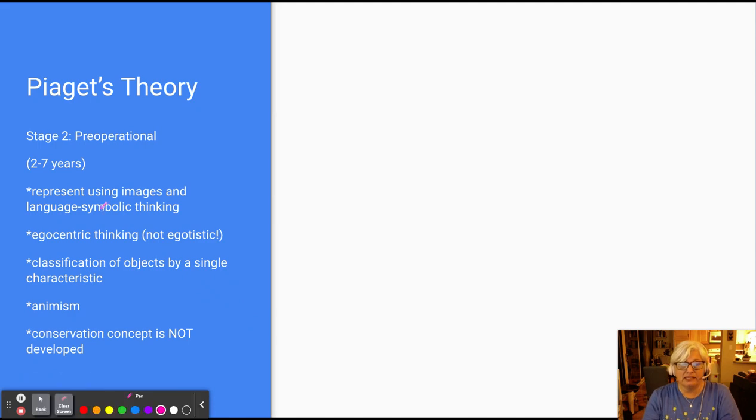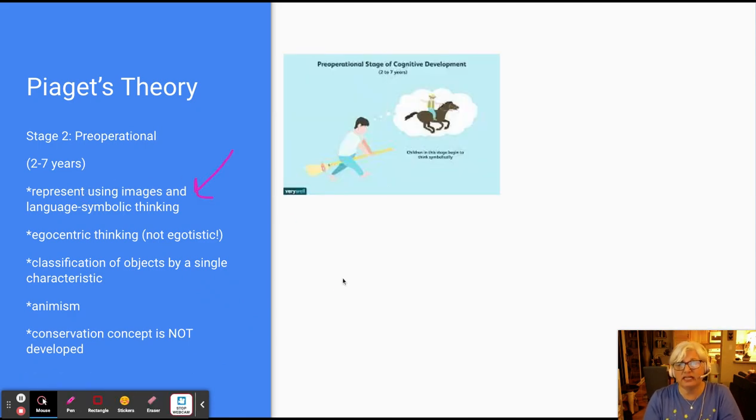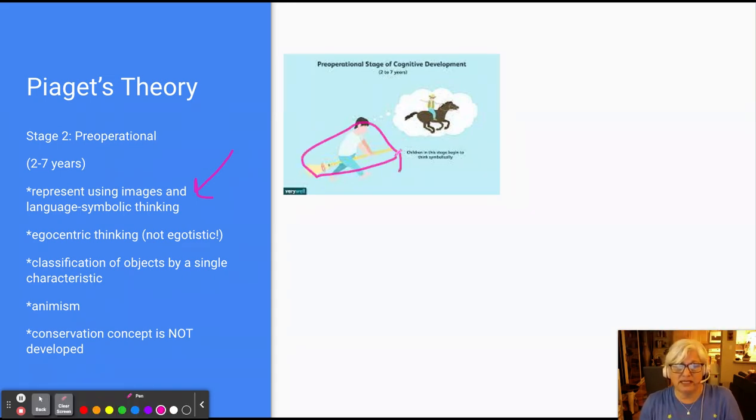They can start to use symbolism. And so here's a picture of a kid riding a broom, as you can see, and he or she is actually thinking about this as being a horse. So they're starting to look at symbols, and their imagination is starting to grow, but they are still very egocentric.